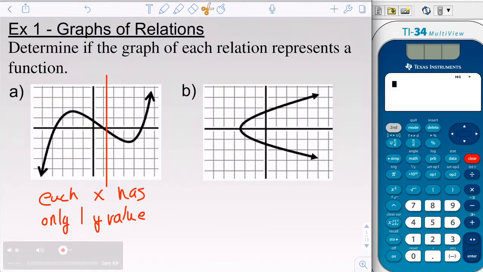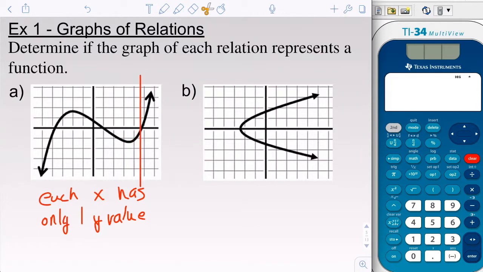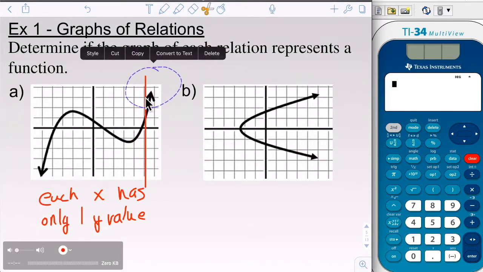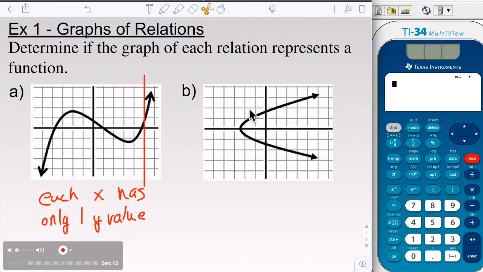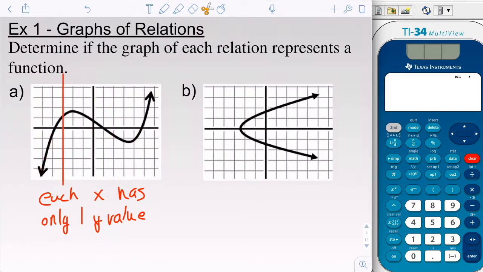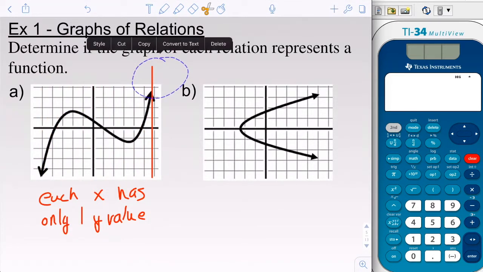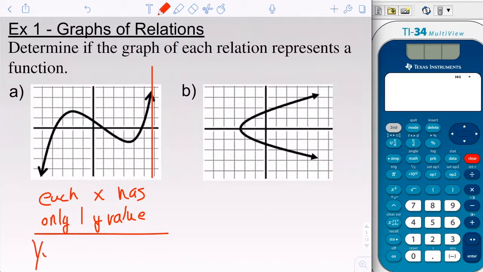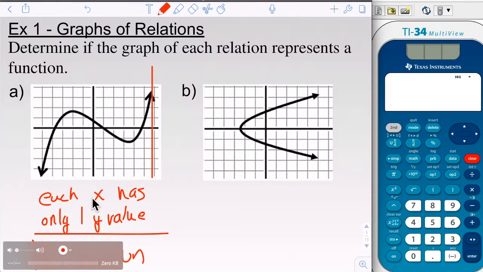No, it's only crossing at one place, one place, one place. By the way, the little arrowhead thing doesn't count, and here, that doesn't count. The relation just keeps going. So this only crosses the relation at one place everywhere, which means this is a function. It also fits the other definition: each x value has only one y value, and we saw that.